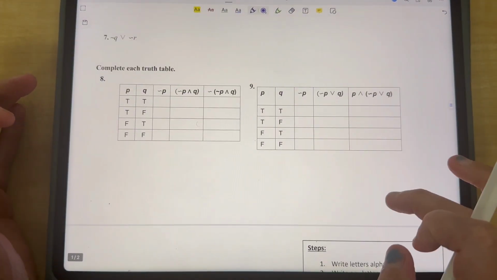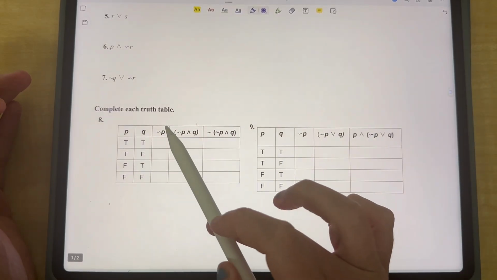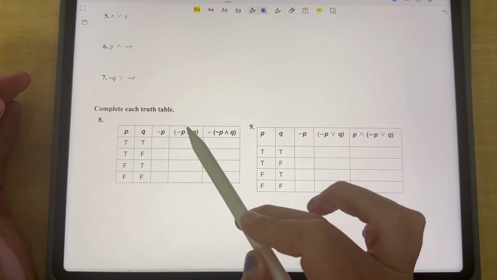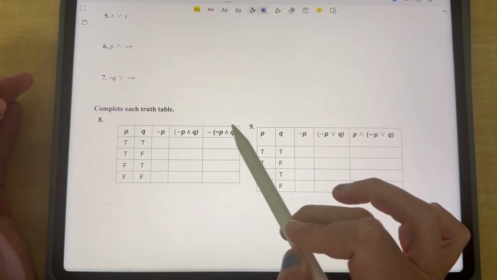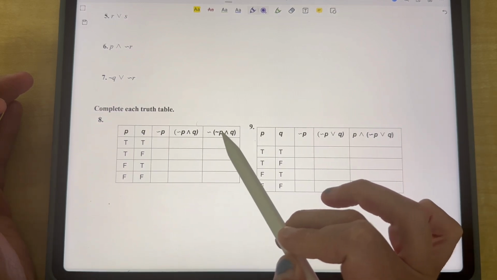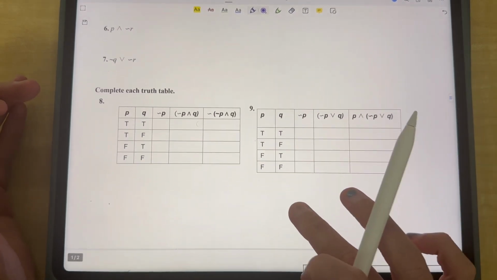And then I have set up your truth tables for you on this page. Again, find the not P and fill it out. Use not P, use Q, solve for it, and then do the not of this not, so the not of this parenthesis. So I would use this parenthesis and fill out this not.